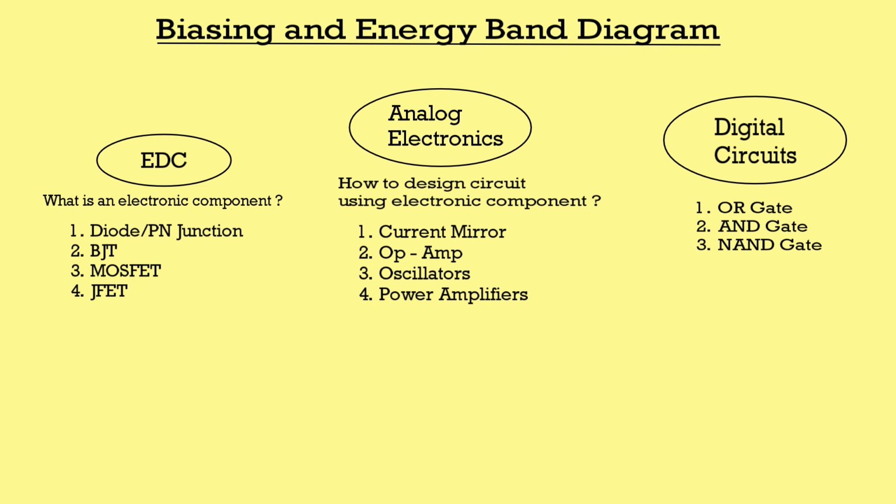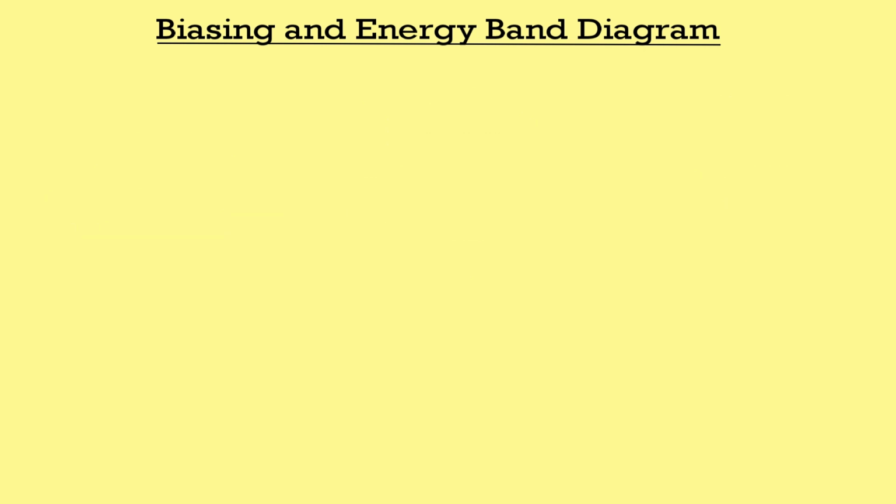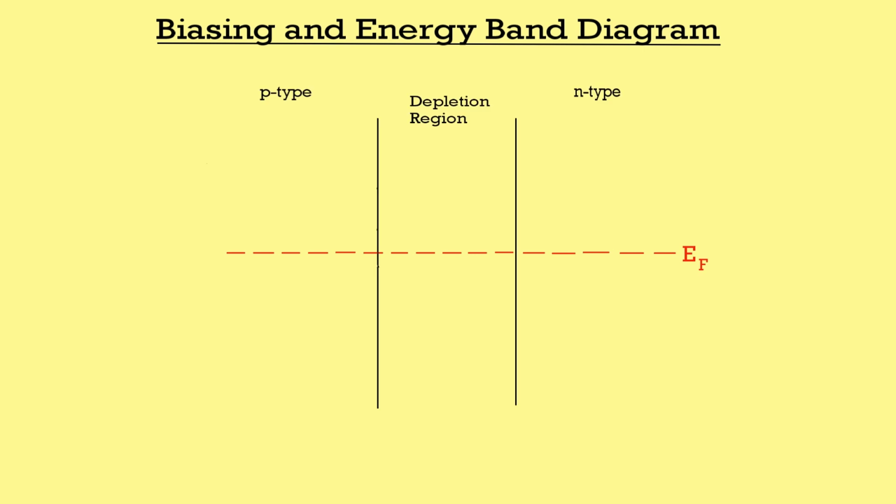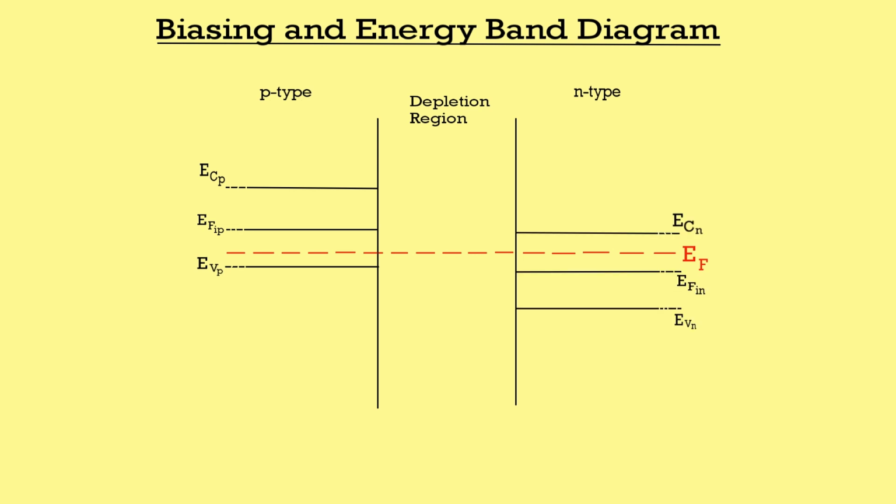I hope you are very clear about what is contact potential or built-in potential V0. Now we are going to draw the energy band diagram of a PN junction. First, as usual, we will draw the Fermi energy level. Now we will divide the region into three parts: P-type region, depletion region and N-type region. You know that in the P-type region, Fermi energy level is closer to the valence band energy level. Similarly, in the N-type region, Fermi energy level is closer to the conduction band energy level.